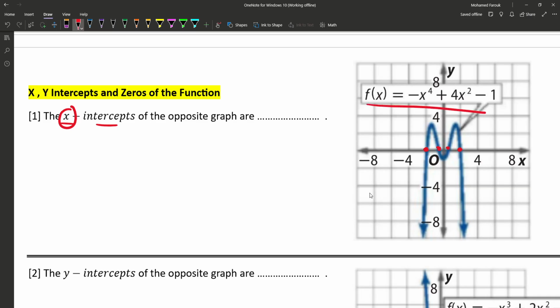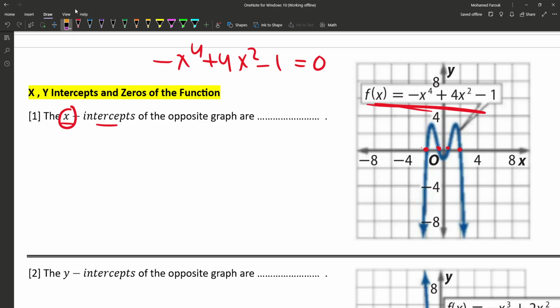If you have your equation, you can use your calculator and solve for x: negative x power 4 plus 4x power 2 minus 1 is equal to 0. You will choose your x values a little bit greater and smaller than negative 2, like negative 2.1 or something, and then negative 1, and then 1, and then 2 point something. You can do it like this and you will get the actual values.